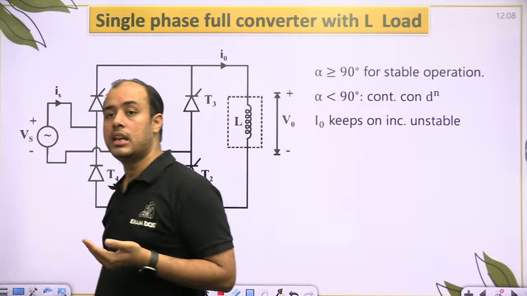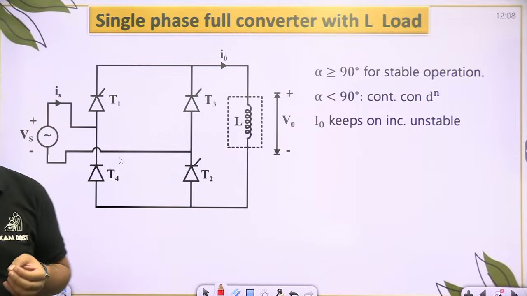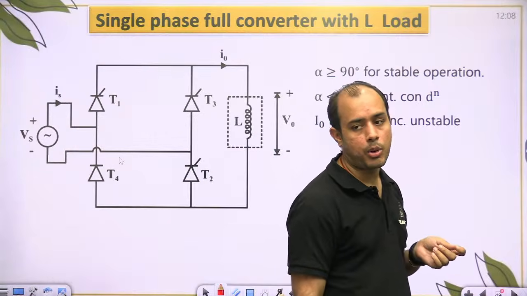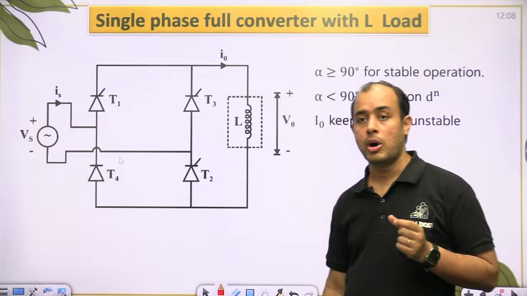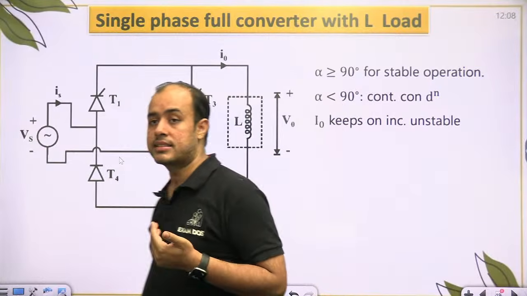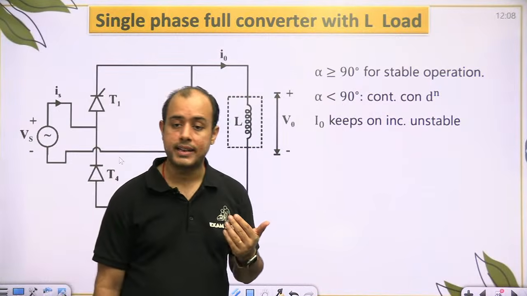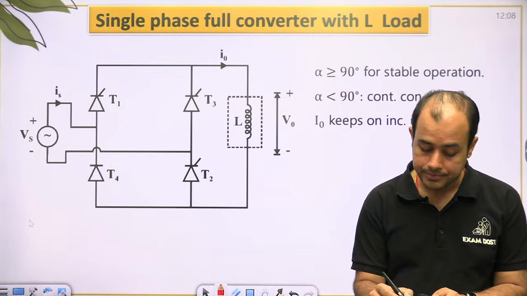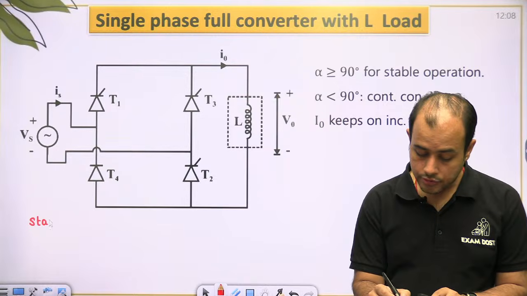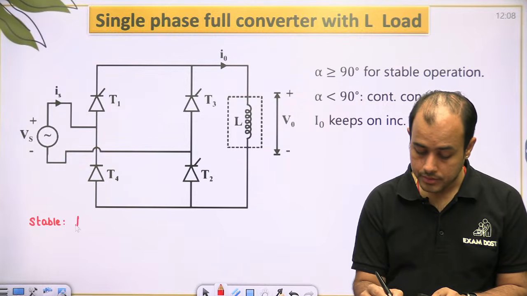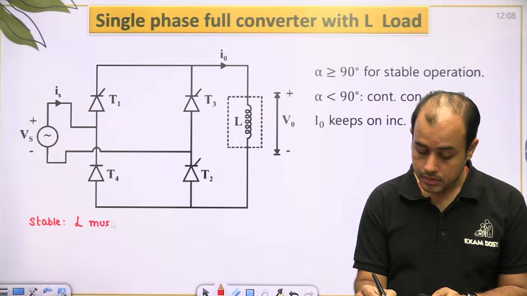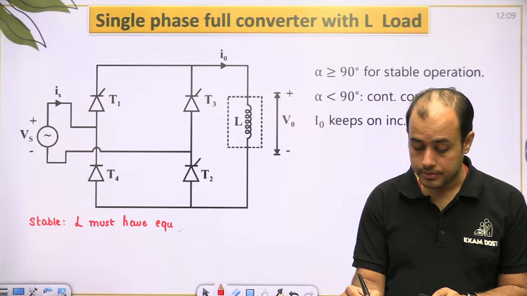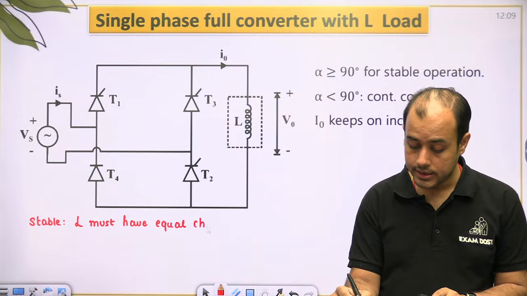Next is a purely inductive load. Now beta, in purely inductive load, it is very important that for stable operation, inductor must be able to completely discharge. Stable operation के लिए क्या condition होती है? For stable operation, inductor must have equal charging and discharging.